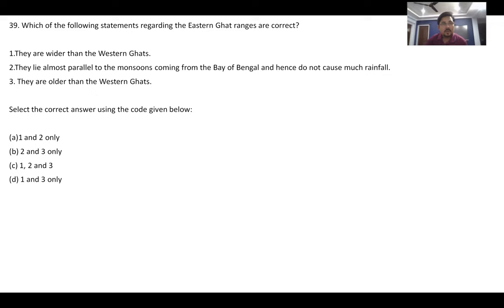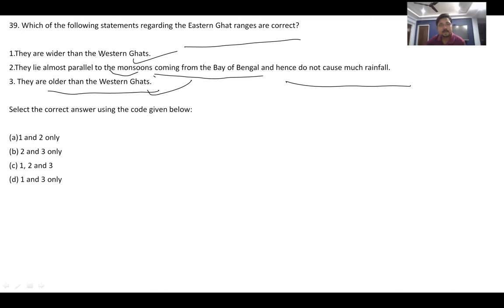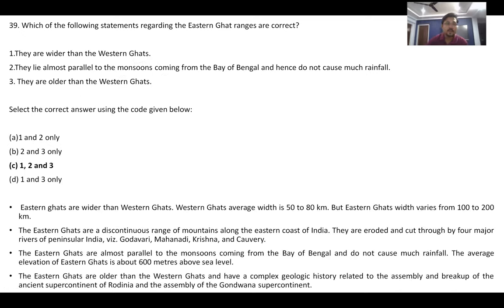Which of the following statements regarding Eastern Ghats ranges are correct? They are wider than Western Ghats. They lie almost parallel to the monsoons coming from the Bay of Bengal and hence do not cause so much rainfall. They are older than Western Ghats. So which of the following are correct? Here 1, 2, 3, all are correct. So Eastern Ghats are wider than Western Ghats.